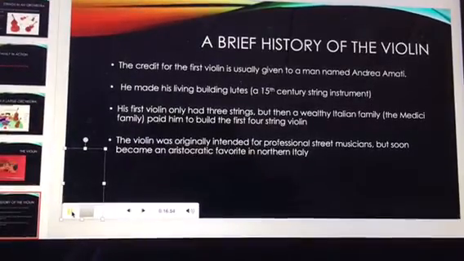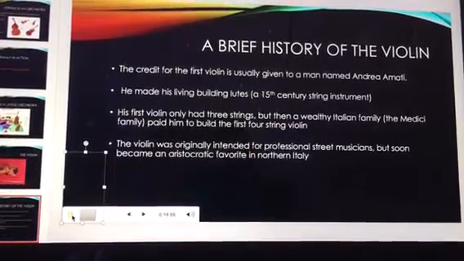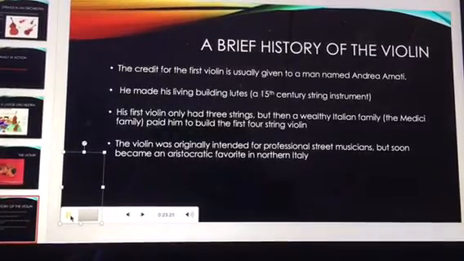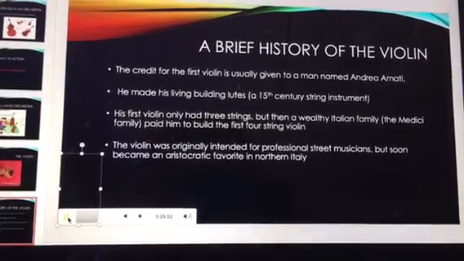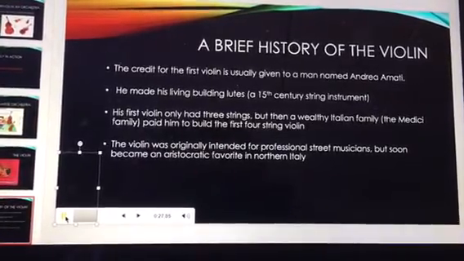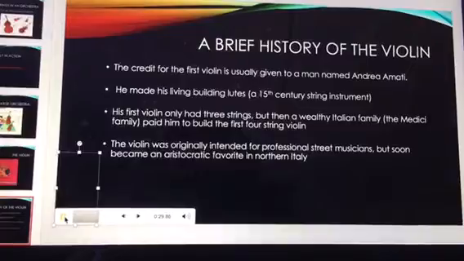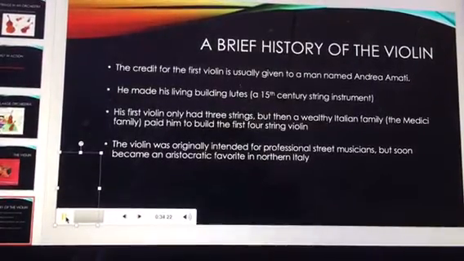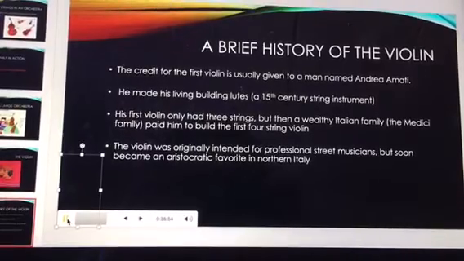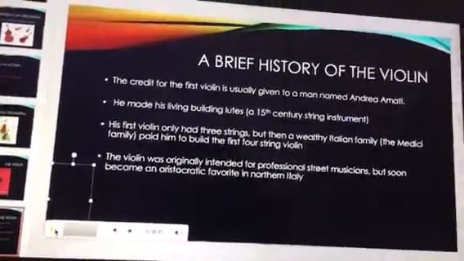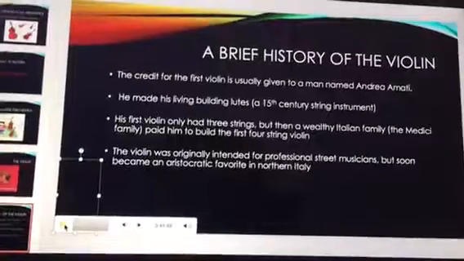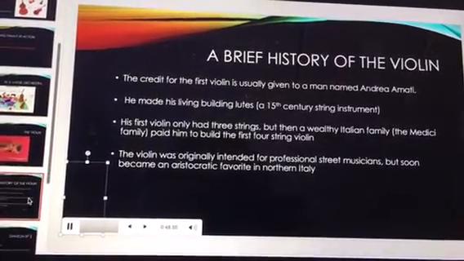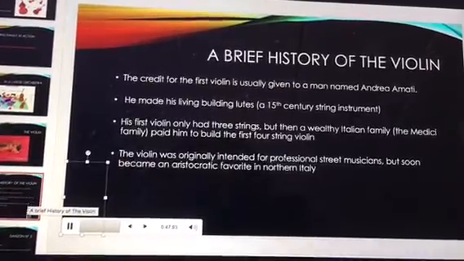He made his living building lutes, and a lute is a 15th century string instrument. It looks like a guitar, but it's a lot smaller. There's a hole in the middle, but it's also small like a violin. His first violin had only 3 strings, but then a wealthy Italian family, the Medici family, paid him to build the first 4-string violin. The violin was originally intended for professional street musicians, but soon it became an aristocratic favorite in northern Italy, and Italy is considered the violin's country of origin.